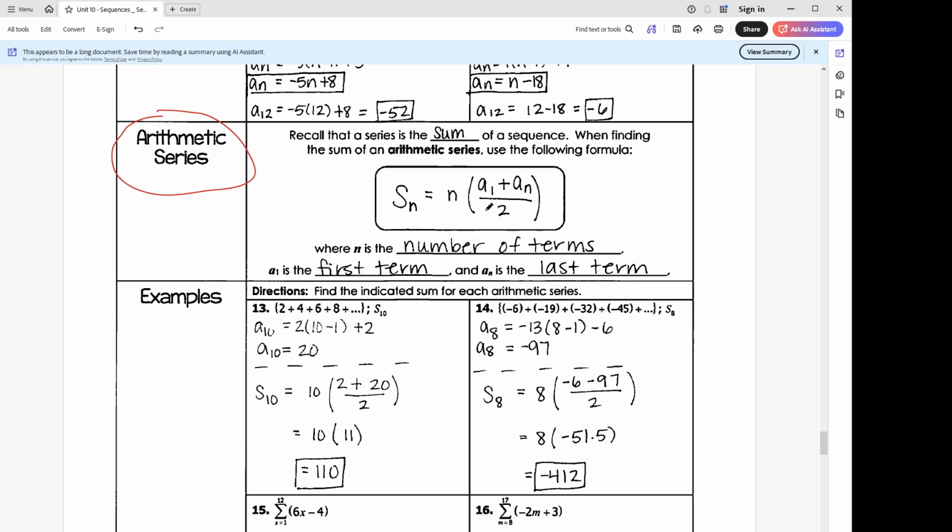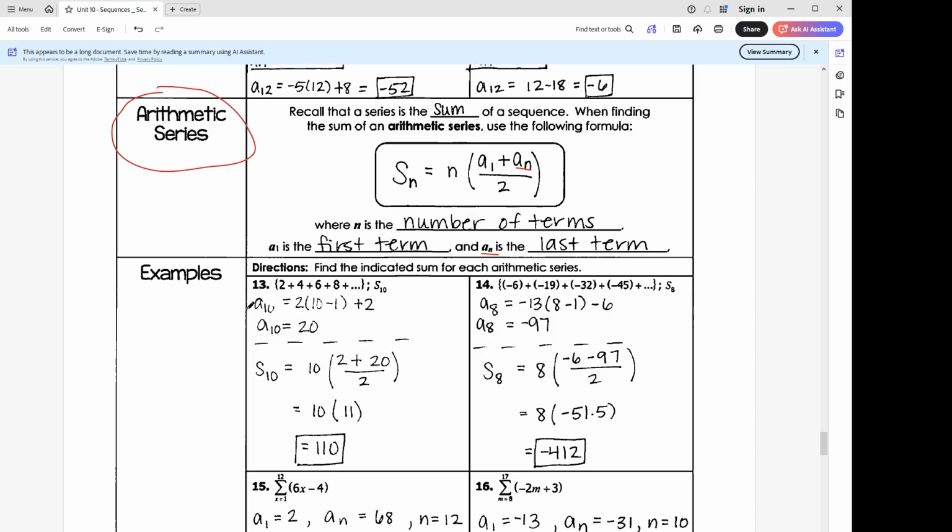So n right here is the number of terms in your sequence. A sub 1 is the first term of the list of numbers, and A sub n, this is the confusing one usually students make a mistake with, is the last term of the sequence. So this formula here is very, very useful because if you know the first term of the list and the last term of the list and how many there are, then you can just plug into this and get the full sum, sorry, of the list.